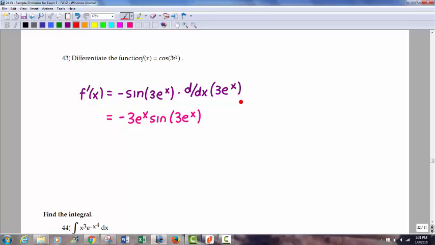e to the x is the only one where the derivative is exactly the same. Not even e to the negative x, because the derivative of the exponent of x is 1. A lot of people get confused. If you ask them the derivative of e to the negative x, they would say e to the negative x. Actually, it would be negative e to the negative x, because the derivative of negative x is negative 1. But when it's e to just x, it's exactly the same. So the negative comes from right here, the 3 moves to the front, so you have negative 3e to the x sine of 3e to the x.